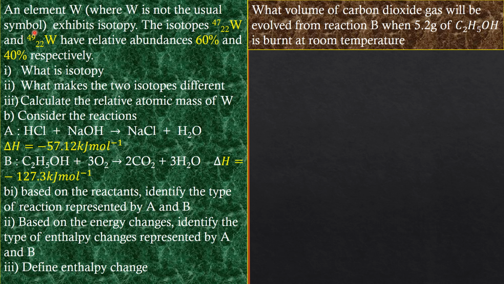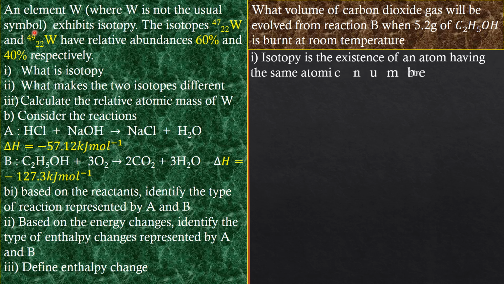Question 4 reads: an element W, where W is not the usual symbol, exhibits isotopy. The isotopes 47/22 W and 49/22 W have relative abundances of 60% and 40% respectively. Roman 1, what is isotopy? Isotopy, as you all know, is simply the existence of atoms of an element having the same atomic number but different mass number.